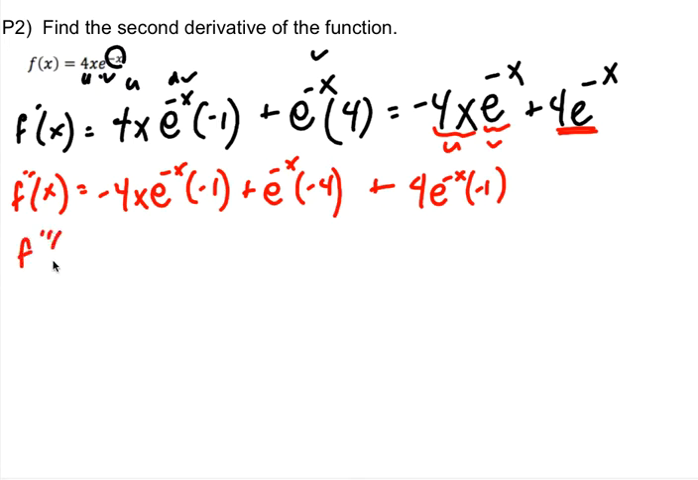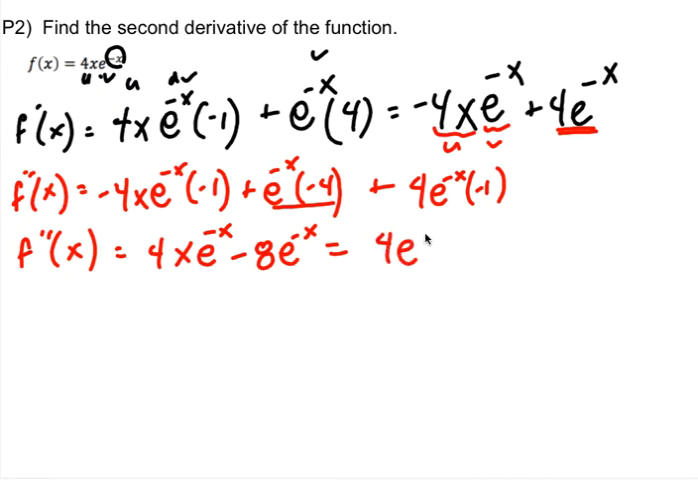So I'm going to get that my f double prime of x is a 4x, because this negative times the negatives, e to the negative x, and then what seems to be a minus 8 e to the negative x, right? Because there's a negative 4 e to the negative x and another negative 4. So you will often see this one with a GCF factored out, which would be a 4 e to the negative x, and what you'll have left is an x minus 2.